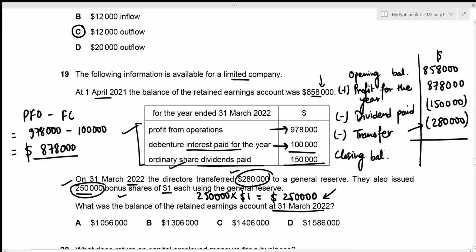That is just the sum of these four amounts. That's 858,000 plus 878,000 minus 150,000 minus 280,000, which results in our closing balance to be 1,306,000. This is the correct answer we're looking for, which is given in option B. This concludes question number 19. We can now move towards question number 20.